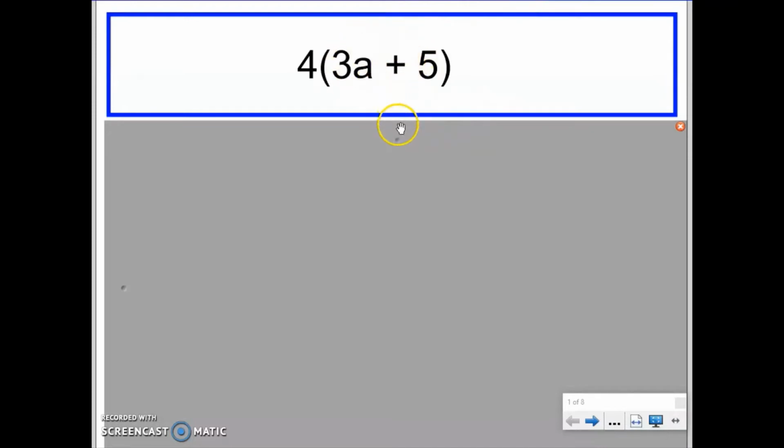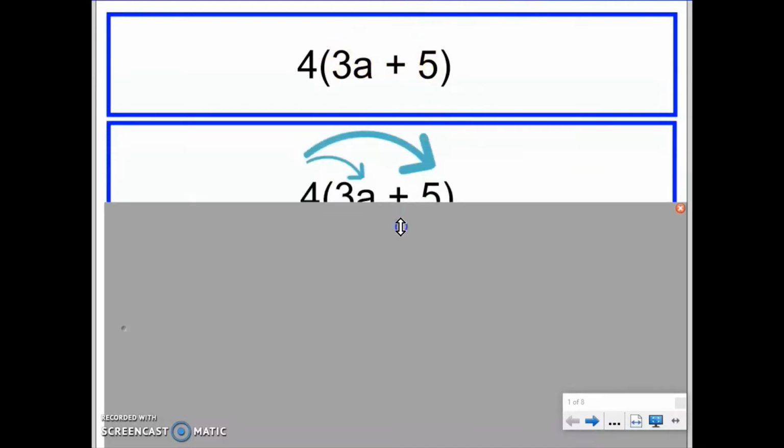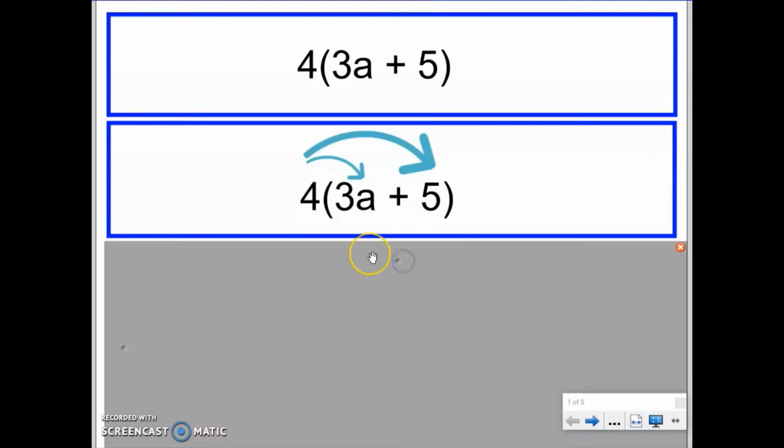So if we look at this first question, the two multiplications we're going to do are shown by the blue arrows on the screen. So the first multiplication we're going to do is 4 multiplied by 3a, and then the second multiplication, 4 multiplied by 5. So essentially, both of the terms inside the bracket are being multiplied by whatever is outside the bracket. In this question, it's a 4.